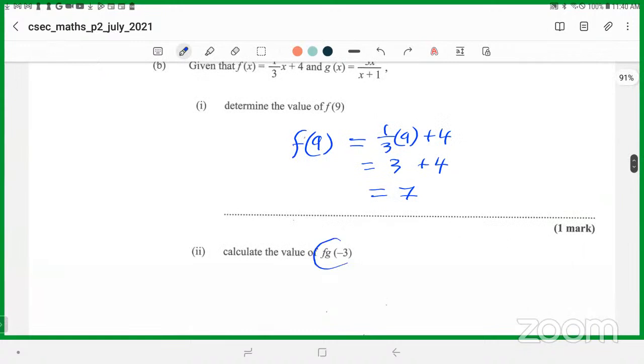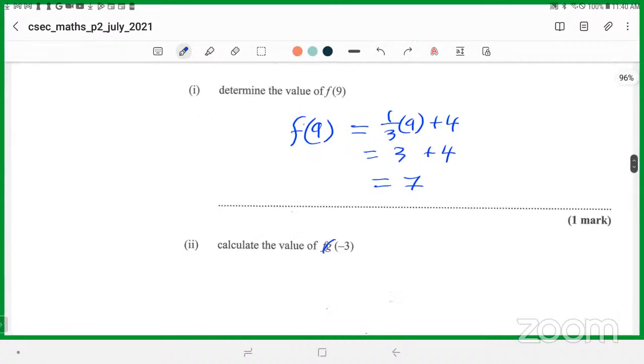We want f of g of minus 3. Remember, this means we're going to do the g of minus 3 first, because remember, it means g followed by f. This can be done 2 ways. You can work on the f of g of x first, and then plug the minus 3 in there.